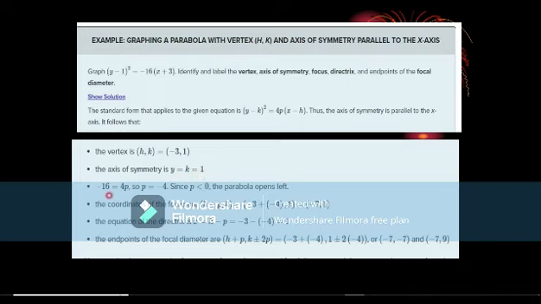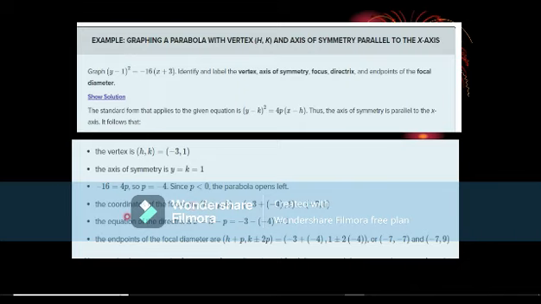Then, next would be to find p. So equate the numerical coefficient of (x plus 3), which is negative 16. So negative 16 is equal to 4p. Then p is equal to negative 4. Since p is less than 0, the parabola opens to the left. Okay, once we identify the orientation of the parabola, we are now ready to solve using the rest of the formulas to find the coordinates of the focus, directrix, and the focal diameter.